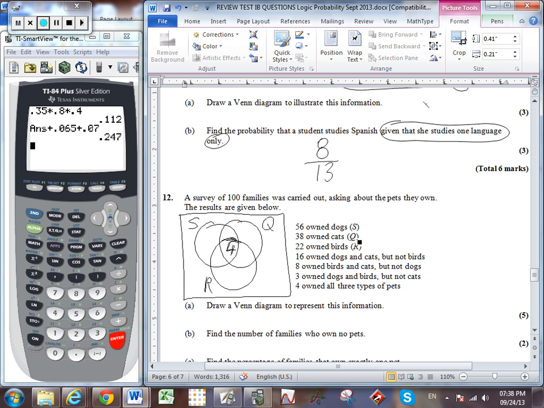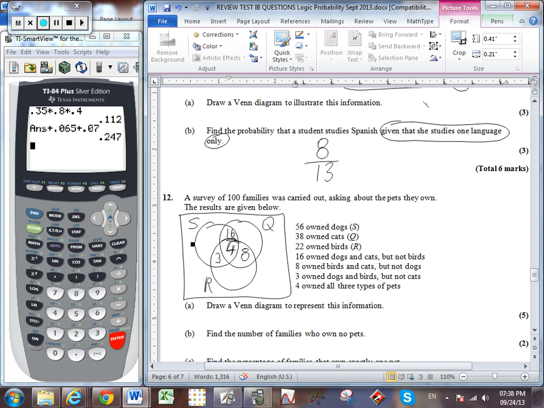So there are 3 in the S and R region, but not in the Q region. 8 owned birds and cats, so 8 are in Q and R, but are not dogs, so are not in the S region. So that's 8 here. And 16 owned dogs and cats, that's S and Q, but not birds, so that's 16 right here.